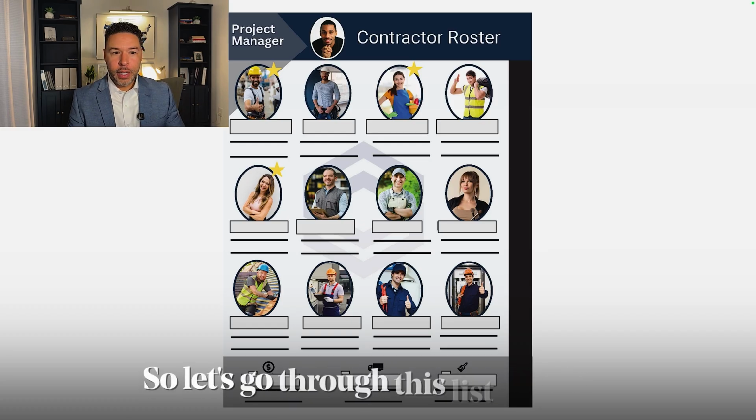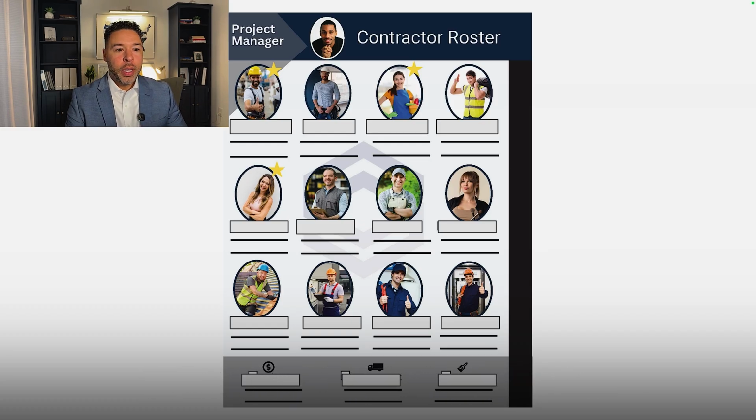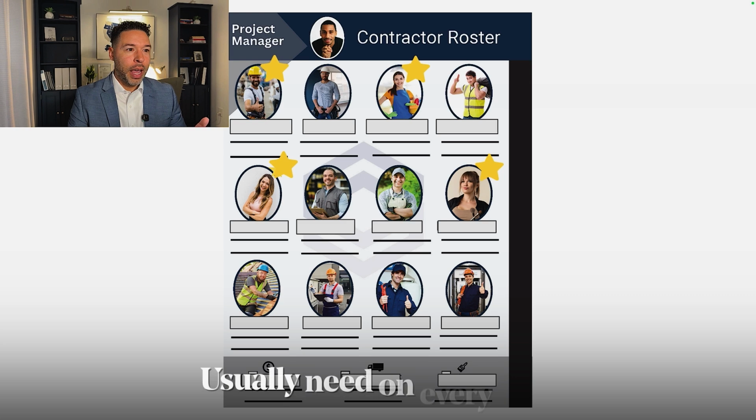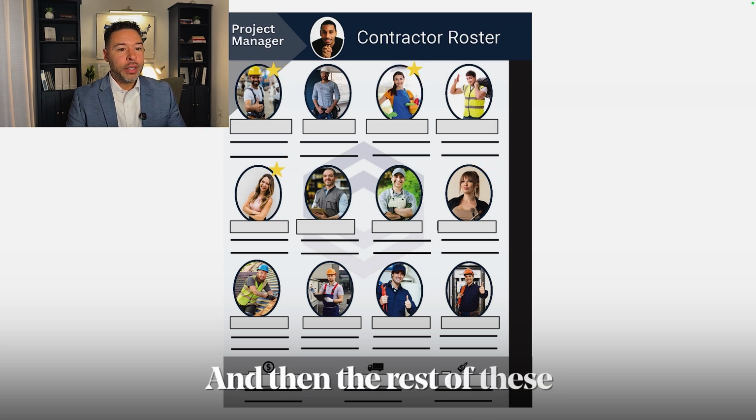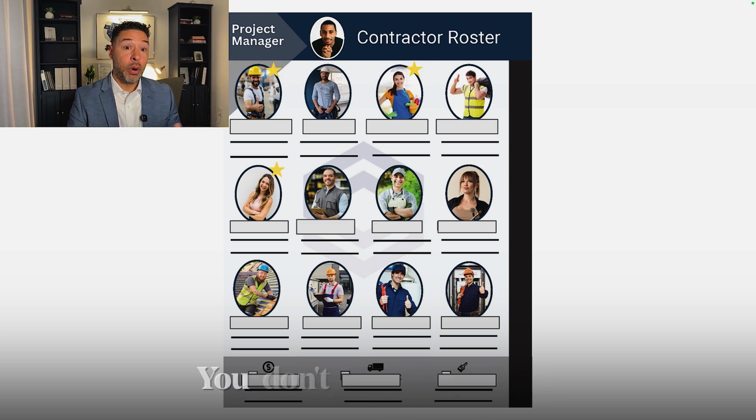So let's go through this list together, and I'll explain who's who and what's what and who are the most important contractors, really, because you don't need all of these contractors on every deal, but on some, you're going to need them on every deal. So I put stars by the ones you're usually going to need on every deal. And then the rest of these, give or take, you don't always need them.